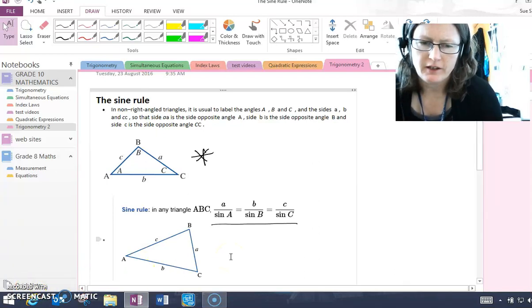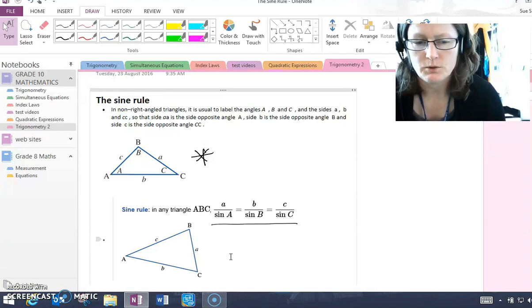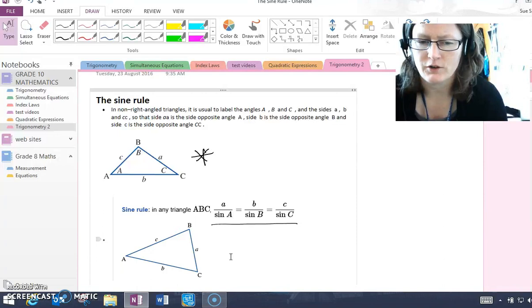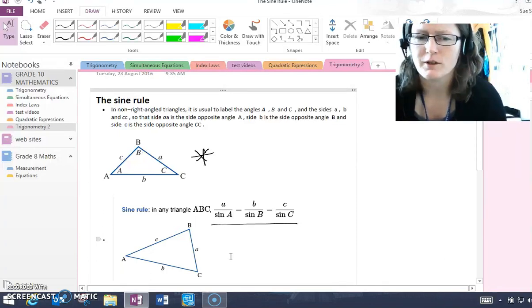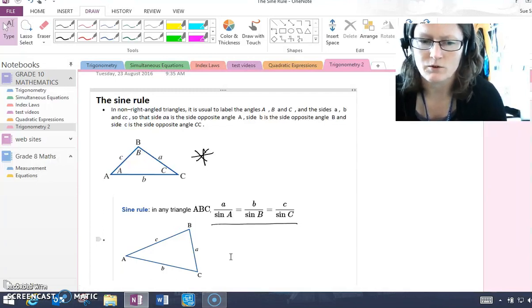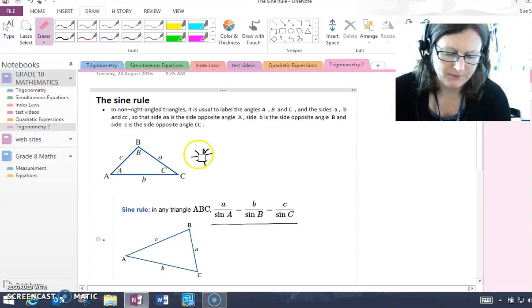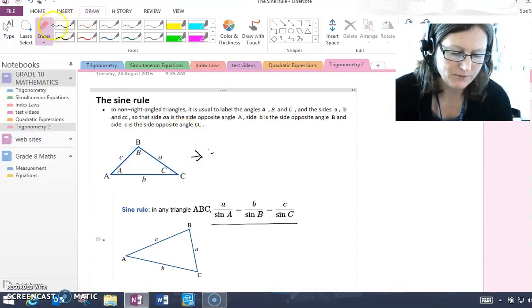Okay guys, in grade 9 and earlier this year, we looked at trigonometry that involved right-angled triangles. So we know how to find unknown sides and unknown angles using SOHCAHTOA, or the trig ratios sine, cosine and tan. We're now moving on to the second section of trigonometry, which is how to find unknown sides and angles using non-right-angled triangles.